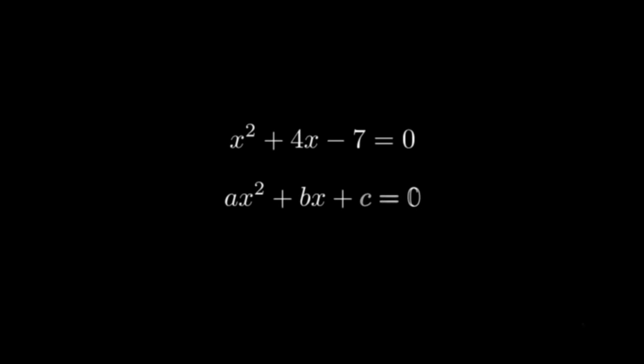In our previous work, we ended up with the quadratic equation x squared plus 4x minus 7 equals 0. Before solving this, we need to identify the coefficients that will plug into the quadratic formula. To identify these coefficients, we'll compare our specific equation with the standard form of a quadratic equation, ax squared plus bx plus c equals 0. This standard form helps us organize the terms properly.